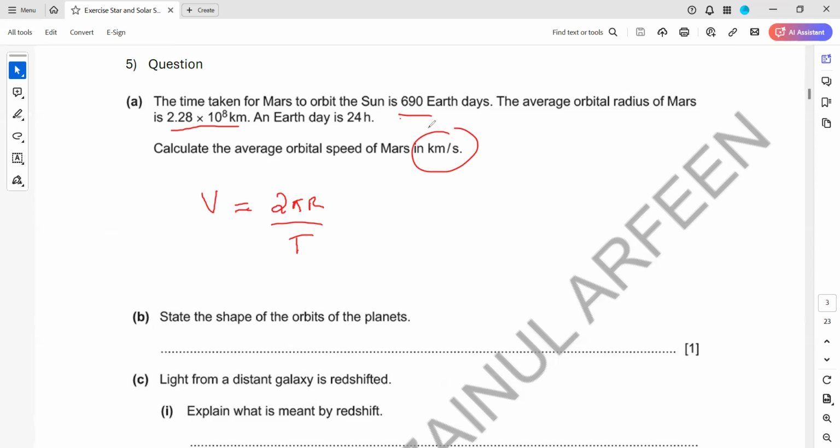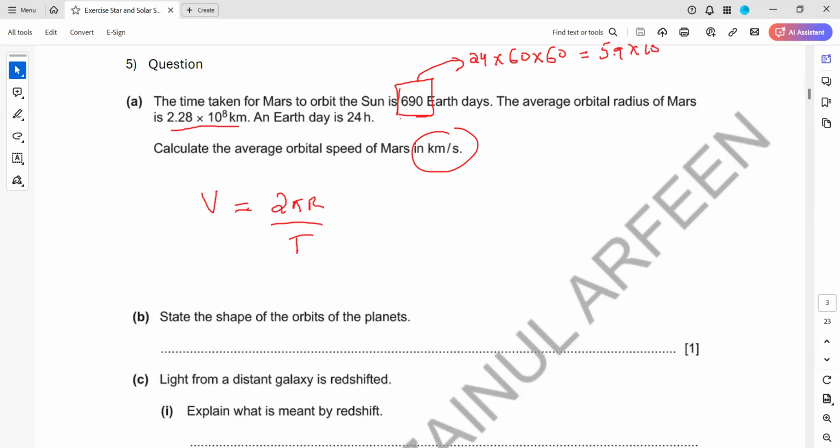What is the time given? It's given as 690 Earth days. So first I want to convert days into hours, so we multiply by 24. The hours we want to convert into minutes, so we multiply by 60. And then the minutes we want to convert into seconds, so we again multiply by 60. So when we multiply all of this, this will be 5.9 times 10 to the power 7.